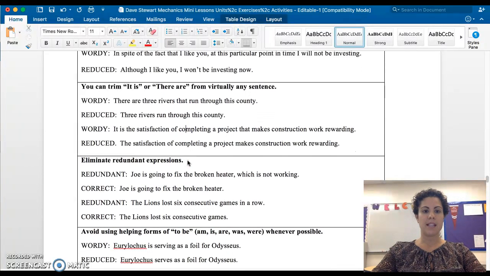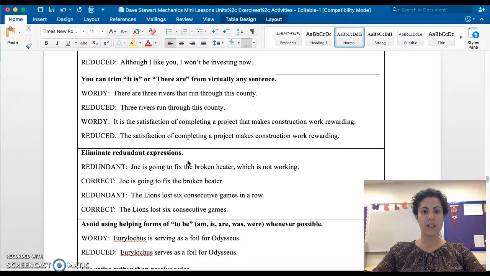Another example says, it is the satisfaction of completing a project that makes construction work rewarding. Okay, long. We could say, the satisfaction of completing a project makes construction work rewarding. Again, taking out the "that," much clearer.